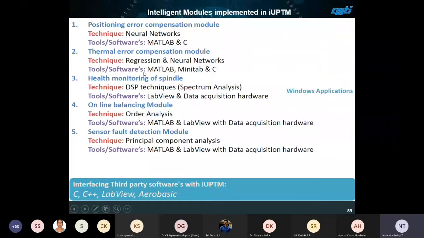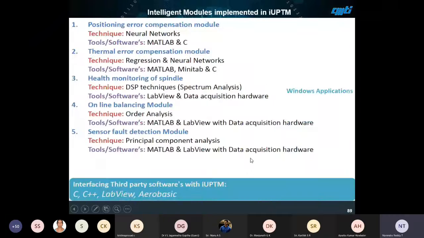And then for health monitoring of the spindle, you should know a little bit about digital signal processing, and you can use LabVIEW with data acquisition hardware and sensors for health monitoring. For the online balancing module, you should know a little bit about order analysis techniques. Then you can do it in MATLAB or LabVIEW. All these tools are available. You should know the techniques so that you can make use of them using these tools. If you have data acquisition hardware and a vibration sensor, you can do online balancing also. Then for sensor fault detection, we have used a technique called principal component analysis. And these are the tools we have used.